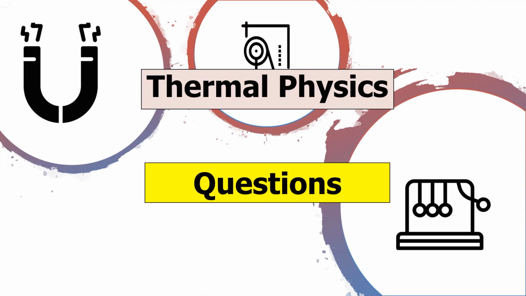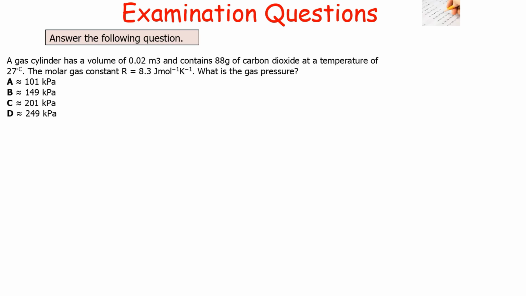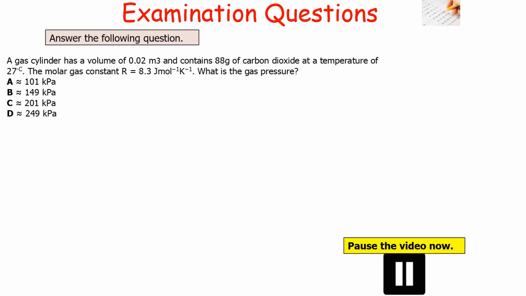Let's have a look now at a few questions on thermal physics. So a gas cylinder has a volume of 0.02 meters cubed and contains 88 grams of carbon dioxide at a temperature of 27 degrees Celsius. What is the gas pressure? So pause the video now, then unpause the video when you want to go through your answer.